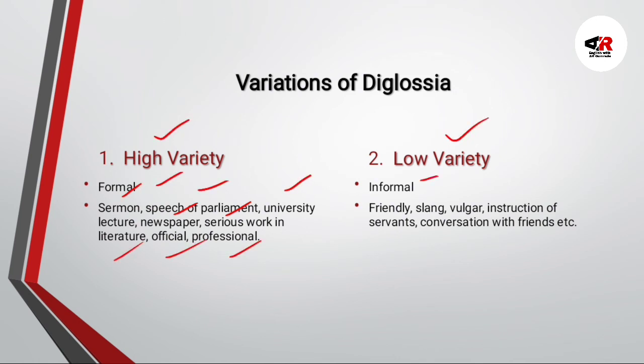Low variety is informal, like what we use with friends, it's slang. If you want to know what slang language means, I have already uploaded a video on this too, so watch that video as well, link in the description. Vulgar language, instruction of servants, conversation with friends, etc. come in low variety. So these are the variations of diglossia.